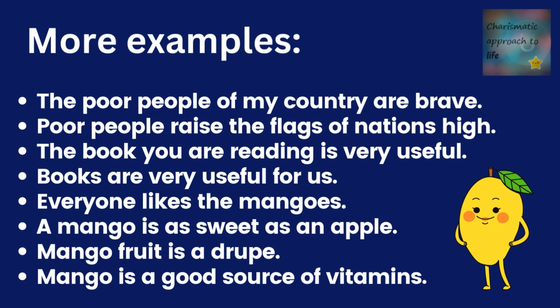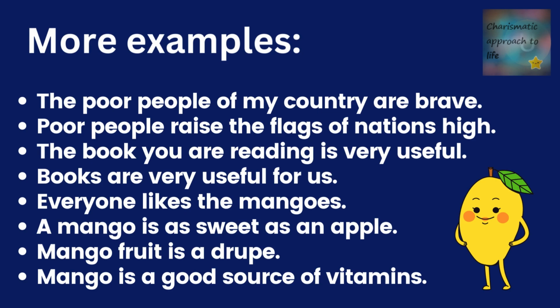Proceeding on, in the next two sentences we are having the word book. In the first one we are having the singular book, a specific book: the book you are reading is very useful. In the second one, books is used as a plural. Books are very useful for us.